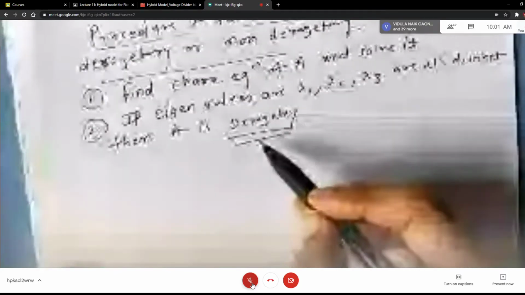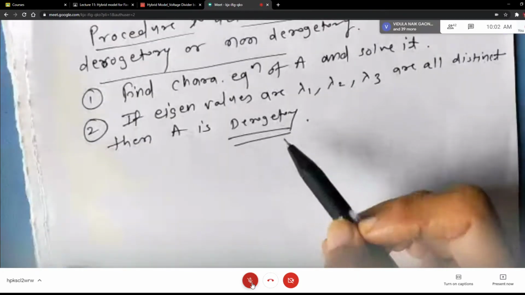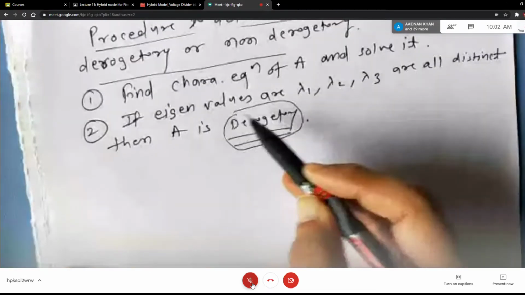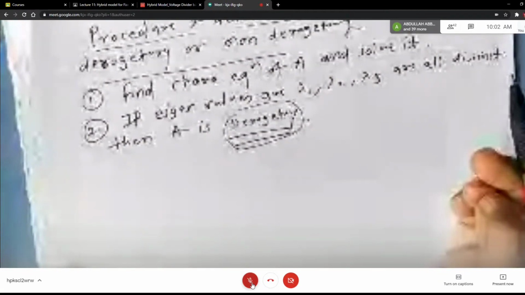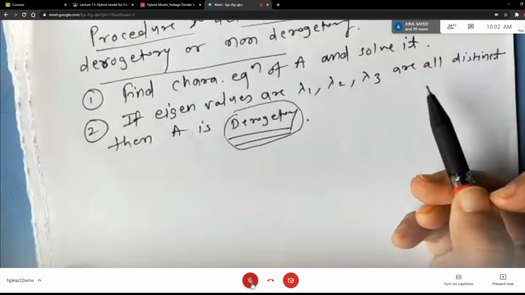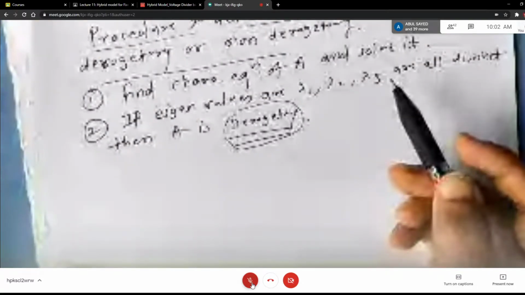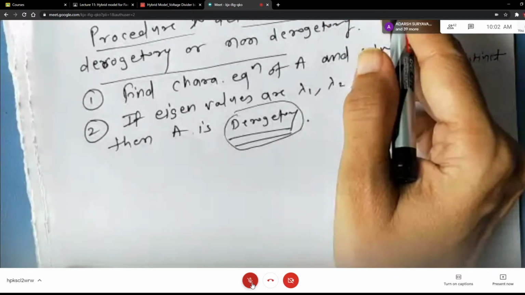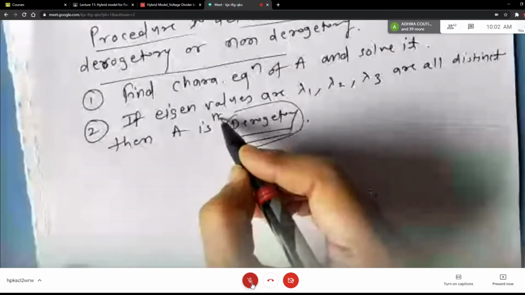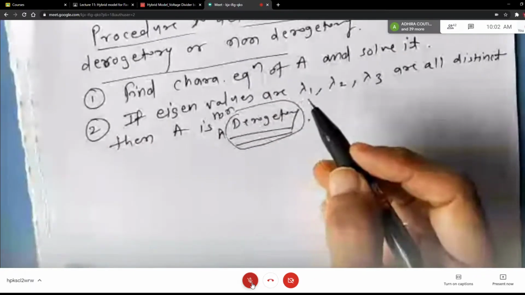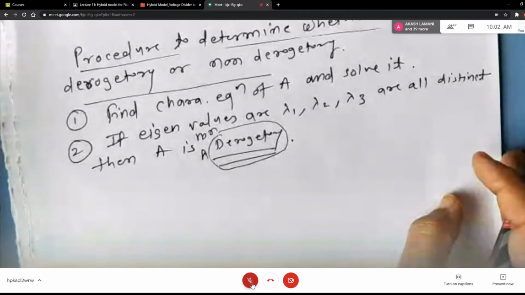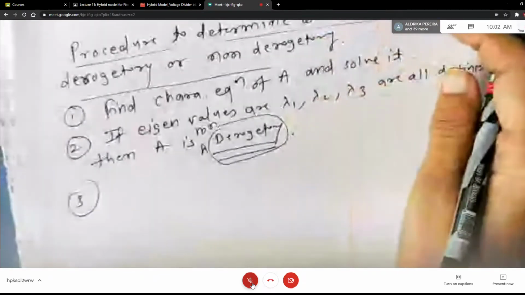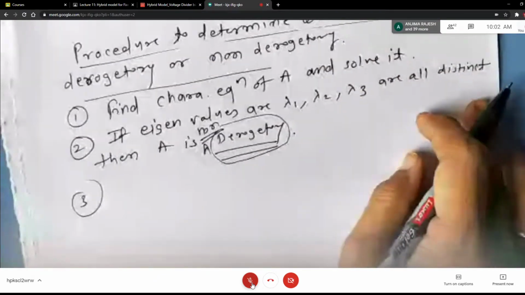Can you say that this has to be derogatory or non-derogatory? If the eigenvalues are all distinct, the degree of the minimal polynomial will become the same as the degree of the characteristic polynomial. So it has to be non-derogatory. Okay. You are getting different roots. Now the next point. So add here, non-derogatory it is, not derogatory.